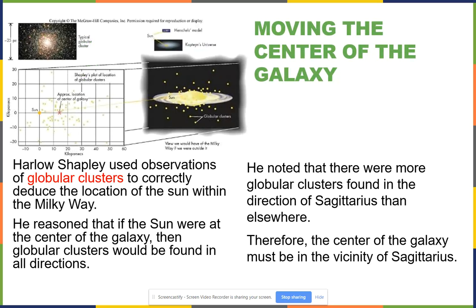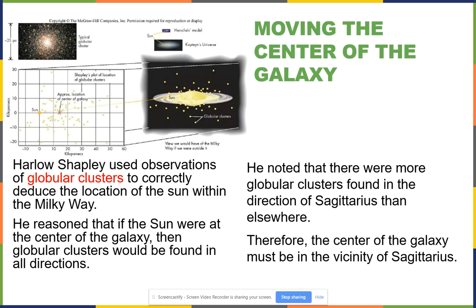Then we get to Harlow-Shapley. Now, we talked about globular clusters and open clusters already. Harlow-Shapley was looking for globular clusters, and he saw that there were a lot of globular clusters centered around Sagittarius. And so he said, Sagittarius must be the center. We're not the center of anything.